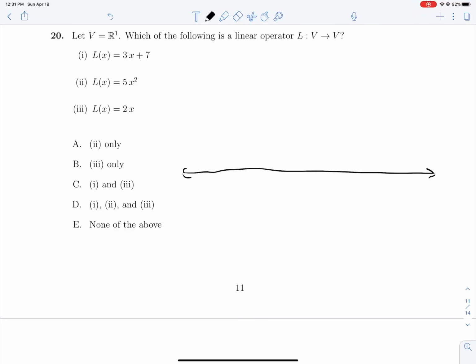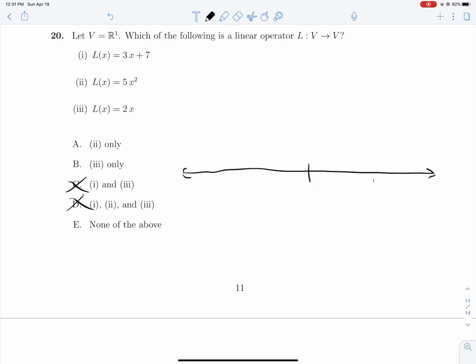If we take the origin, our input x of 0, what happens to the origin after we apply option 1 to it? Well, it maps to 7. So boom, right off the bat, option 1 is not a linear operator. Then what about 2?